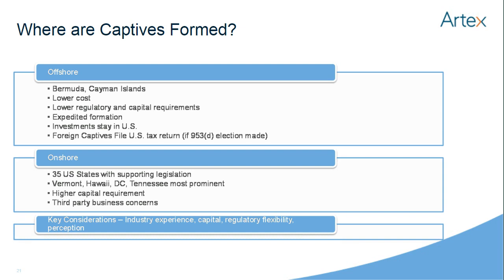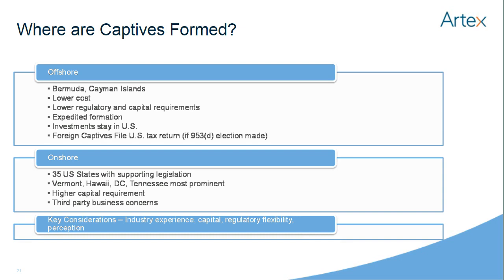states, and of those states, there are probably a small subset of those that are really vibrant and mature. Vermont being the biggest and longest standing. Hawaii is very popular with our West Coast clients due to the geographic proximity. But D.C., Tennessee, South Carolina, Utah, others have large programs and good infrastructure that's there. But they do have a higher capital requirement, and they do have some concerns if you wanted to write any third-party business. So if you think of things of extended warranty programs, or other similar types of risks that your captive might want to take on, those can be a little bit of a concern for U.S. regulators and can cause the capital requirements to be even higher.